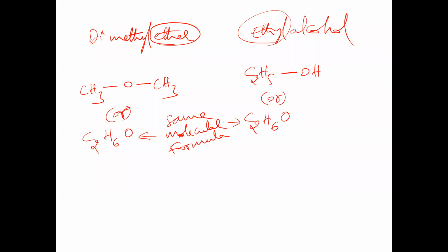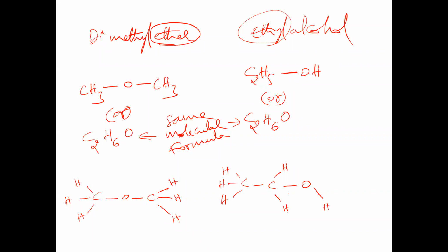C2H6O is there, but what is different here? The structures are different for these two compounds. Here the structure is CH3 bond O bond CH3. And if you take this structure, here it is CH3 bond CH2 bond OH.